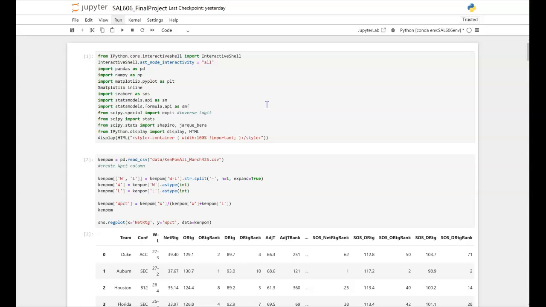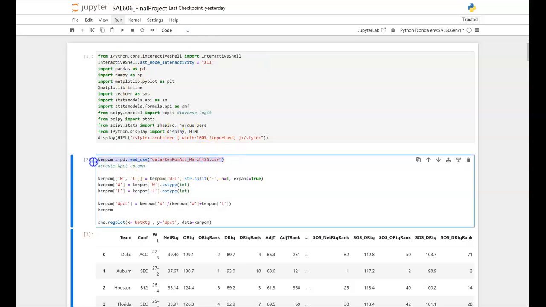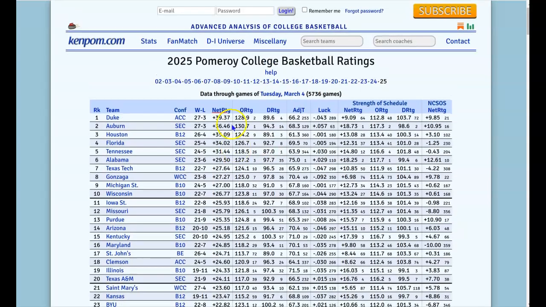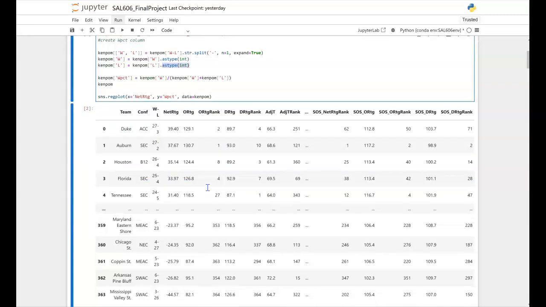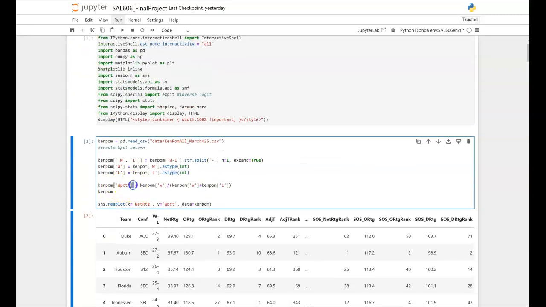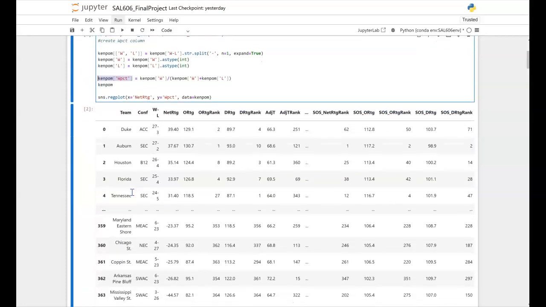So first, I'm just loading in all my packages and whatnot, and then I read in my CSV file, which I just copy and pasted from kenpom.com, and I create a win percentage column because the wins-losses is recorded as a string. And so I just split it by the hyphen, expand it into two columns, and then make sure that I'm storing that as an integer so that I can divide and create this win percentage column in my data frame.